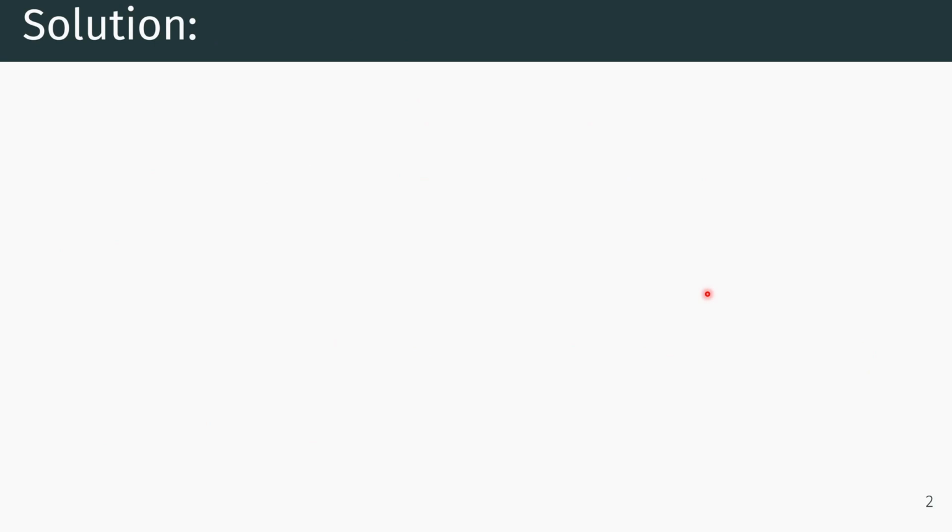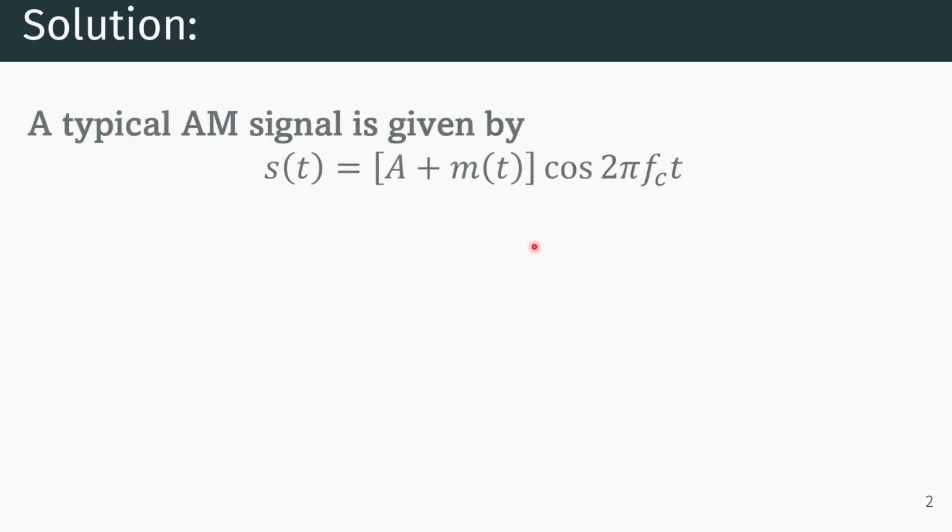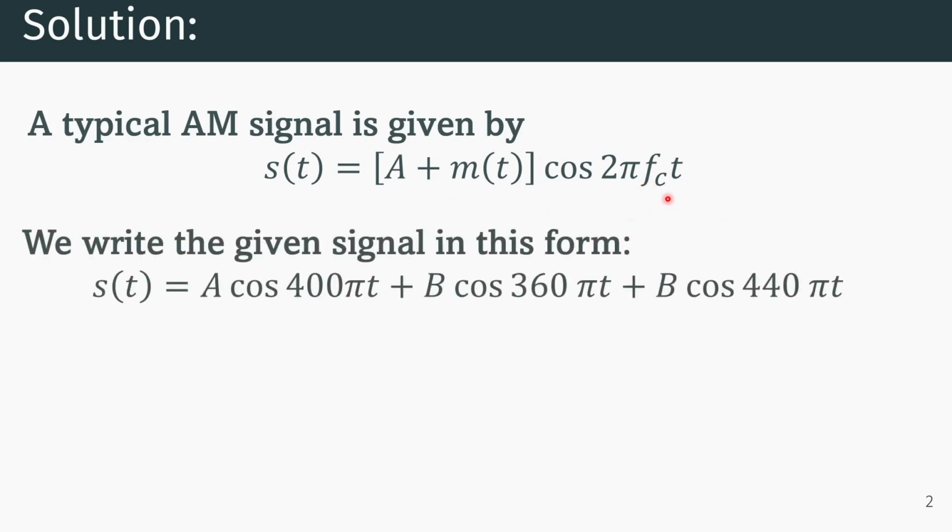So let us proceed. A typical AM signal is given by S(t) = [A + m(t)] cos 2πf_c t, where A is the carrier amplitude, m(t) is the message signal, and f_c is the carrier frequency. And what about the given signal? The given signal is A cos 400πt + B cos 360πt + B cos 440πt. Now let us represent this given signal in the above form.